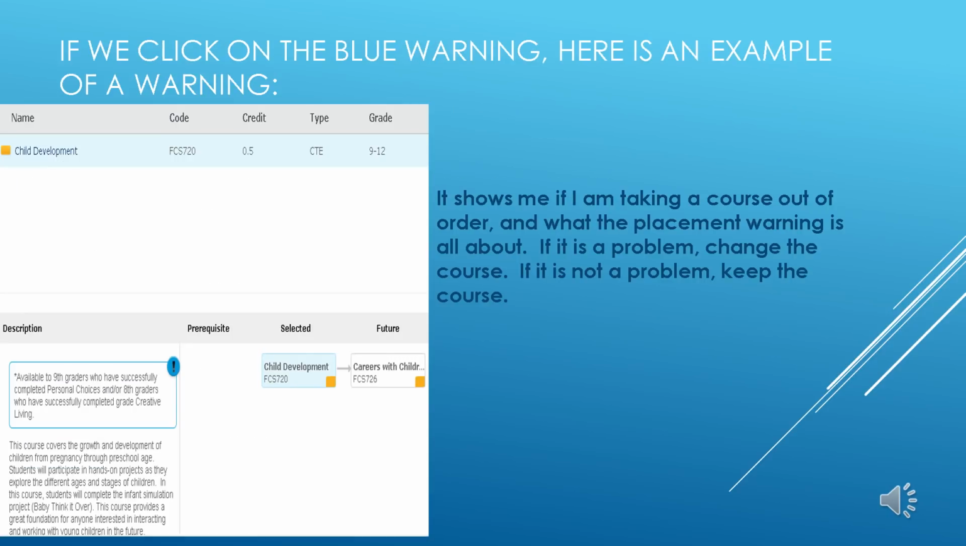If you click on a blue warning, it will show you if you are taking a course out of order or what sort of possible misplacement issues there might be. If the warning is a problem, then I'm going to fix my selection. But if I decide the warning is not really a problem, but it's good to know, then I'm probably going to keep the course. This is only true for blue indicators though. Red is another matter.